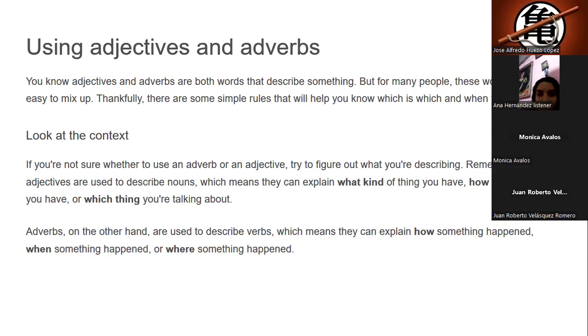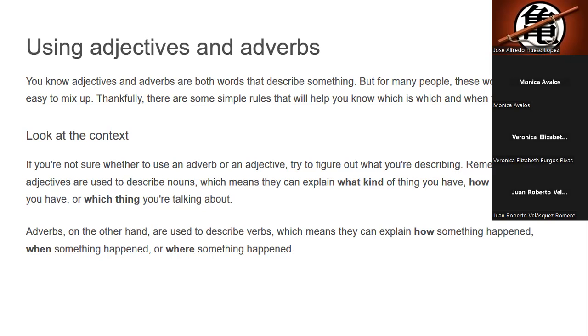Using adjectives and adverbs. Adjectives and adverbs are both words that describe something. But for many people, these words are also easy to mix up. Thankfully, there are some simple rules that will help you know which is which and where to use them. Look at the context. If you're not sure whether to use an adverb or an adjective, try to figure out what you're describing.